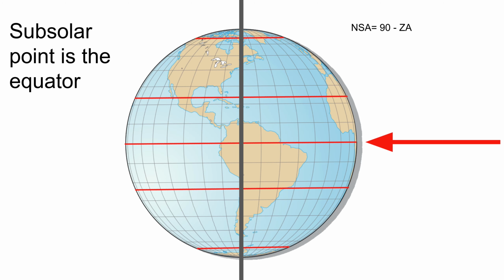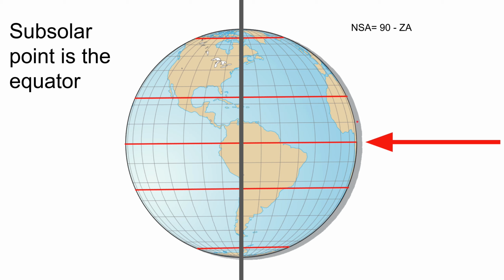So in this diagram, the subsolar point is the equator. If you are at the subsolar point, the angle of the sun to the horizon would be 90 degrees. The sun would be directly overhead if you were at the equator. We're using the formula of the noon sun angle equals 90 degrees minus the zenith angle, and the zenith angle is the angle between you and the subsolar point. So if you're at the subsolar point, your noon sun angle is 90 degrees.